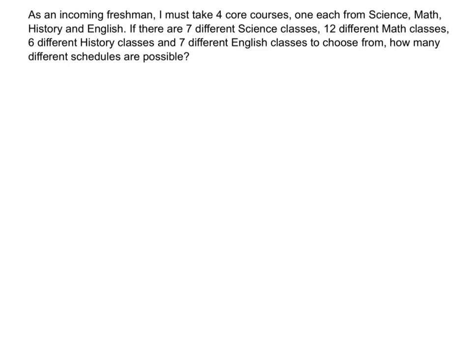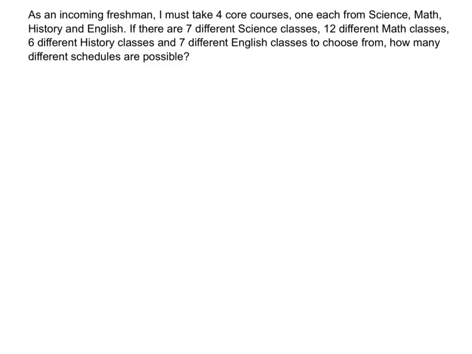Okay, let's take a look at this counting problem. It reads, as an incoming freshman, I must take 4 core courses, one each from science, math, history, and English. If there are 7 different science classes, 12 different math classes, 6 different history classes, and 7 different English classes to choose from, how many different schedules are possible?